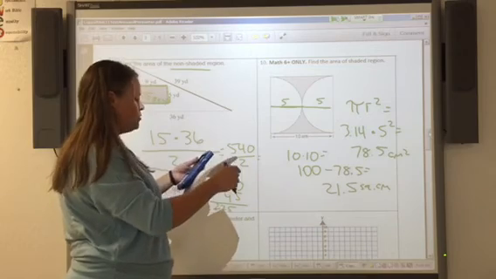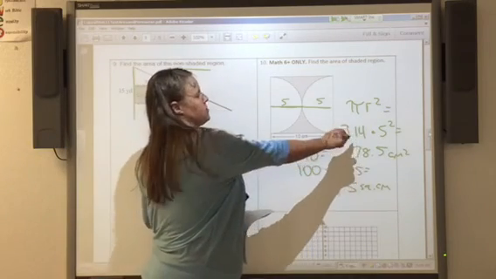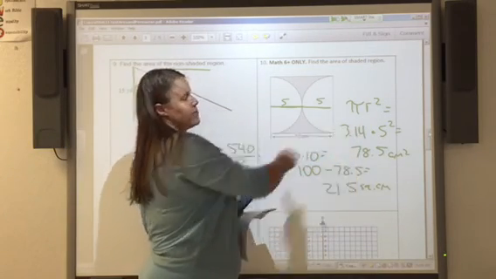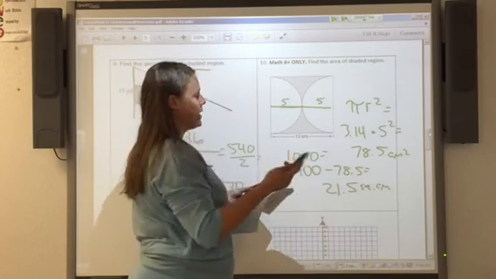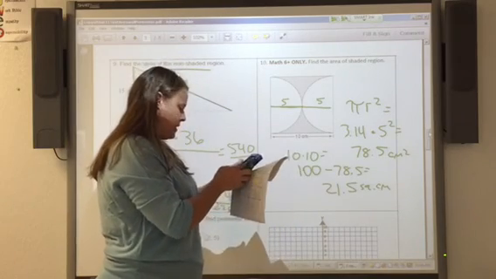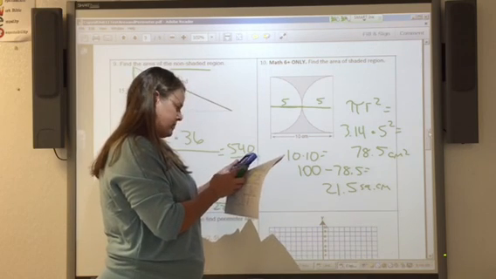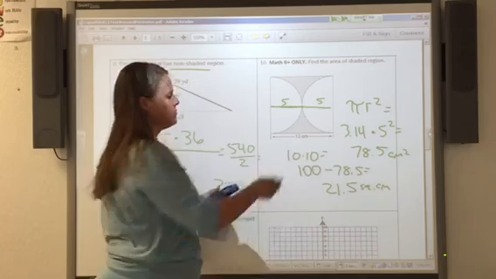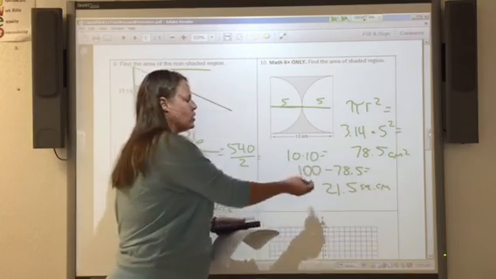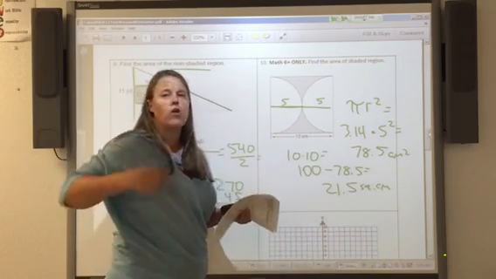If you got close to that, like if you used the pi symbol instead of 3.14, I should have given you credit for that. Let's see here what your answer would have been. You would have been really close. I'm sure I would have given you credit. If you had close to 21.5 and I marked it wrong, come see me.